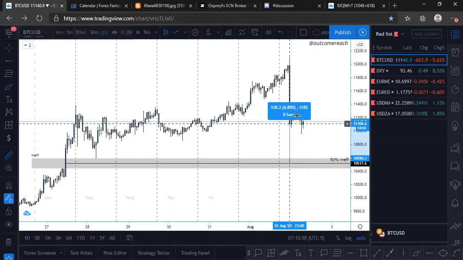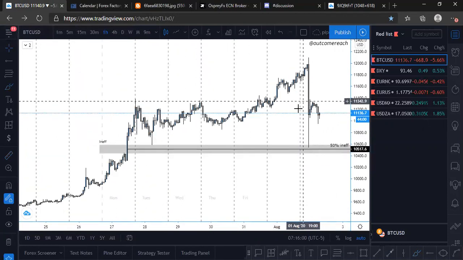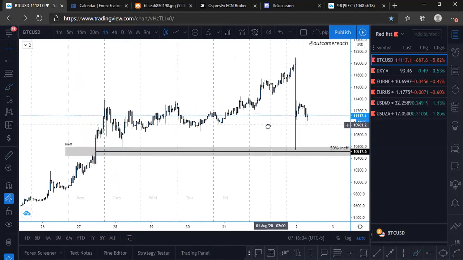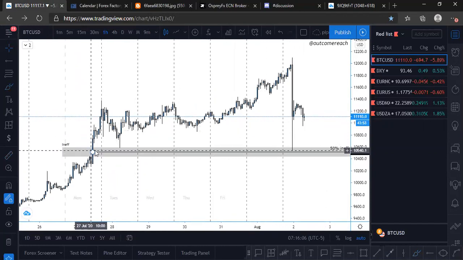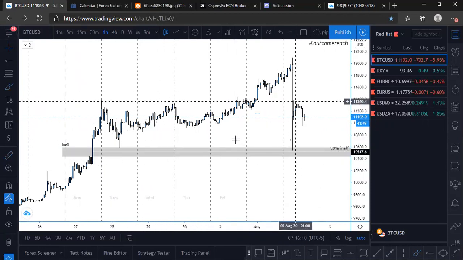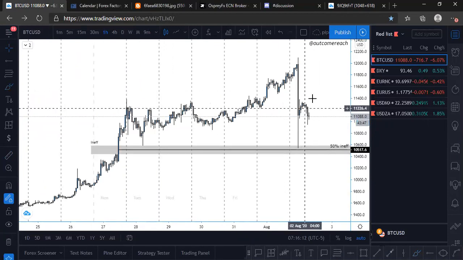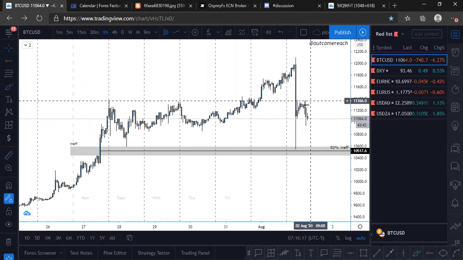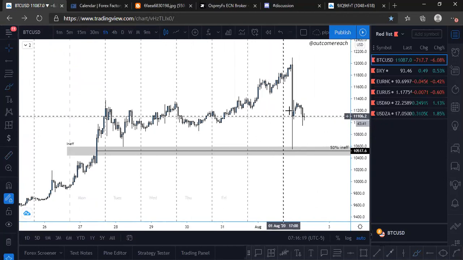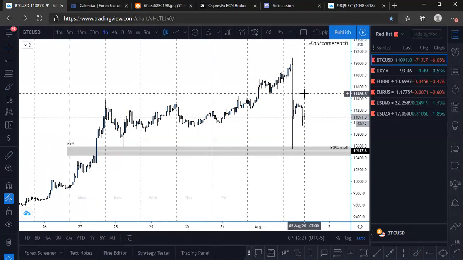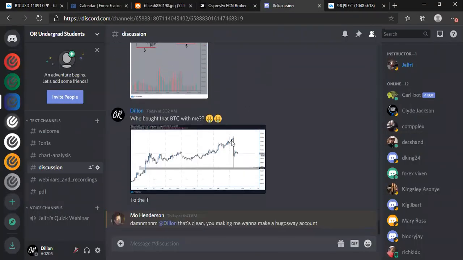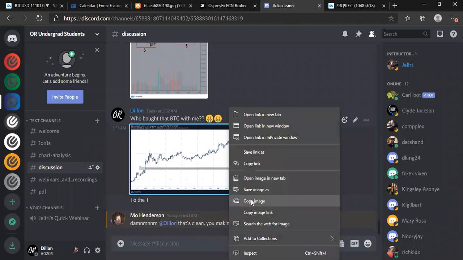But yeah, I am currently out of this trade now. 50 pips to the T. A very nice, clean inefficiency play, playing in line with the trend. It is bullish. So yeah, that is that. Here is the after setup right here.